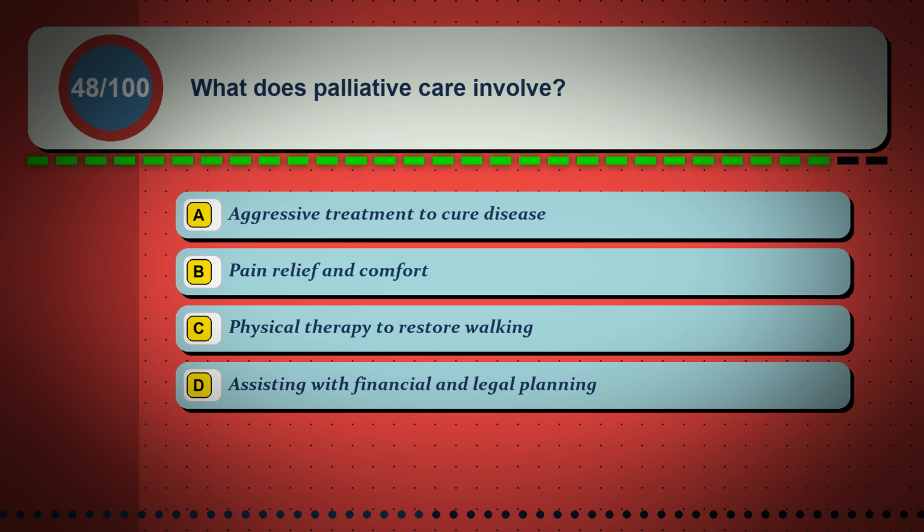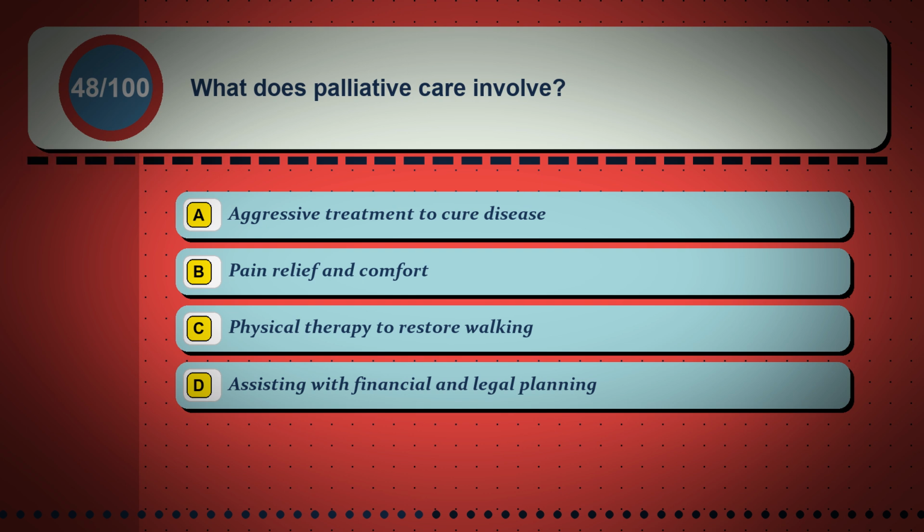Question 48. What does palliative care involve? Option A, the aggressive treatment to cure disease. Option B, pain relief and comfort. Option C, physical therapy to restore walking. Option D, assisting with financial and legal planning.